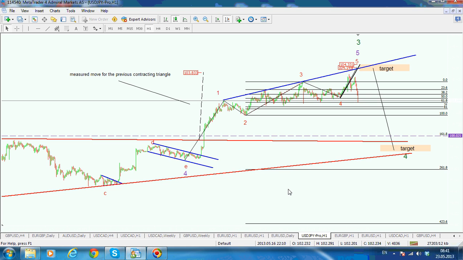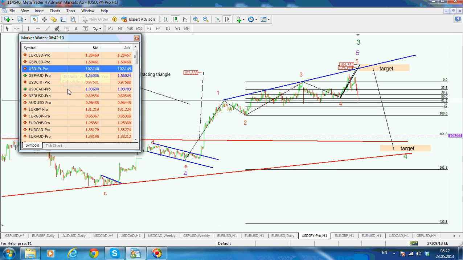Now, if you remember the analysis I posted yesterday on the YouTube channel and later on the website, I was calling for a rising wedge with 1, 2, 3, 4, 5, and for the previous highs in the 10330 area to be taken. Now, if you look at the market, the US dollar Japanese yen is at 10214, and the highs here were 10373. So at 10373 we might consider the measured move for the contracting triangle is already done.